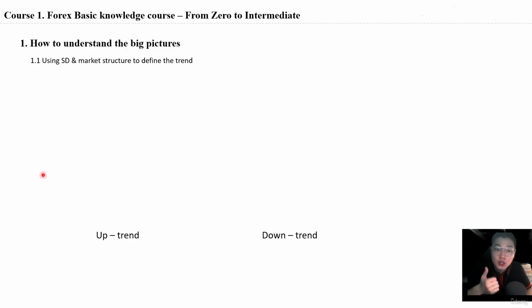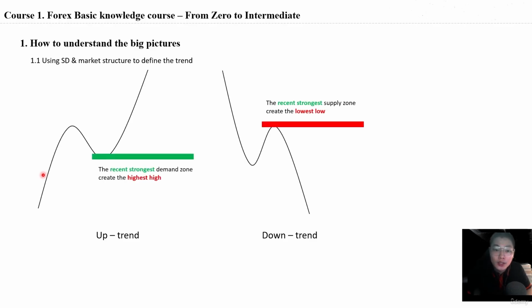The first one: using supply, demand, and the market structure to define the trends. Normally, we have two main types of trend. The first one is the uptrend, and the second one is the downtrend. The structure of the uptrend is higher high and higher low. For the downtrend, it's lower high and lower low. You need to remember this first.